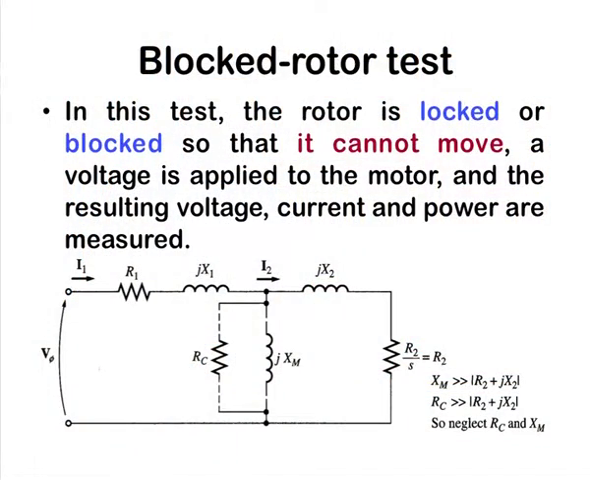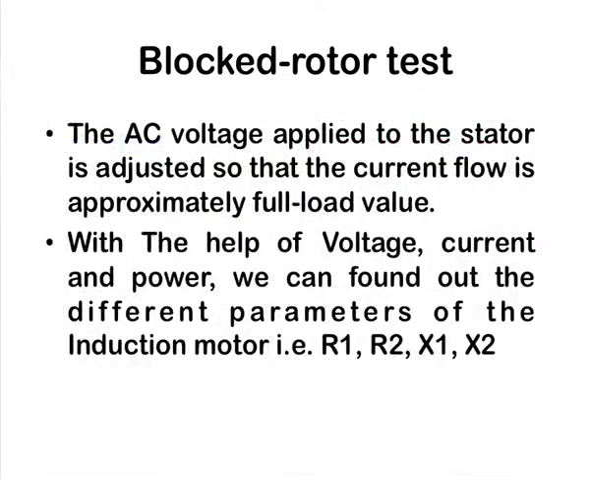Another test is the blocked rotor test. It is also named as a locked rotor test because in this the rotor is not allowed to move. A voltage is applied to the motor and the resulting voltage, current and power are measured. The AC voltage applied to the stator is adjusted so that the current flow is approximately full load value.